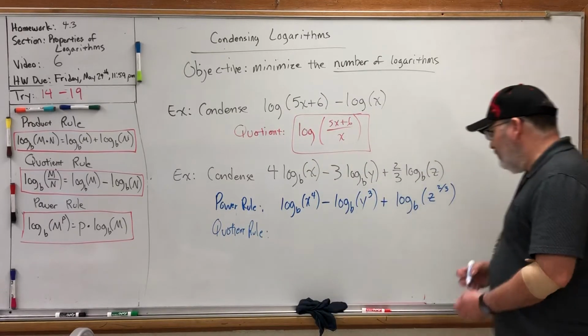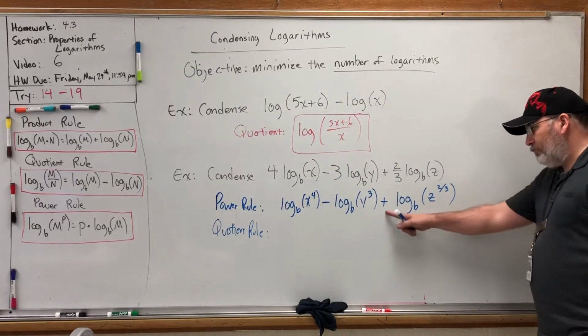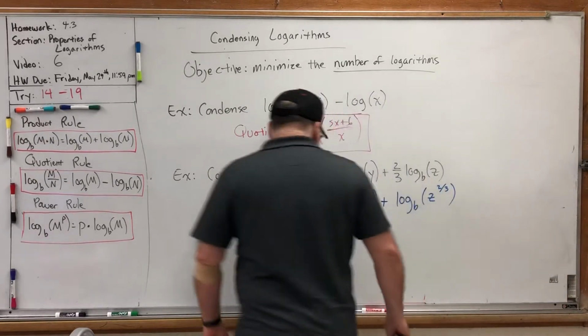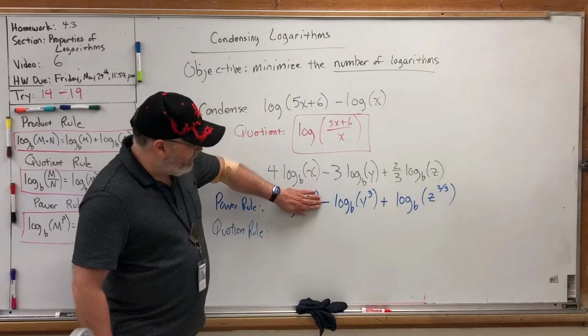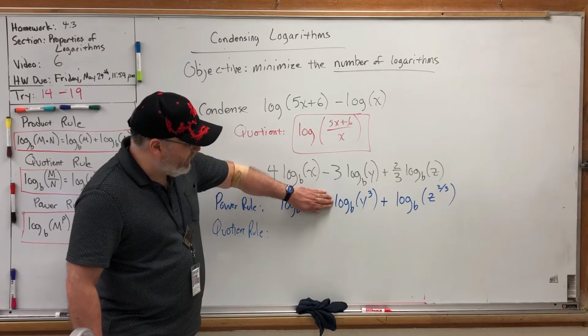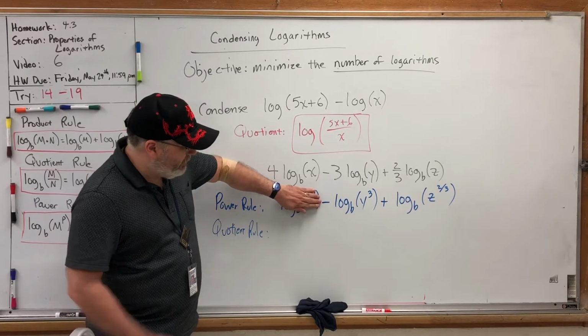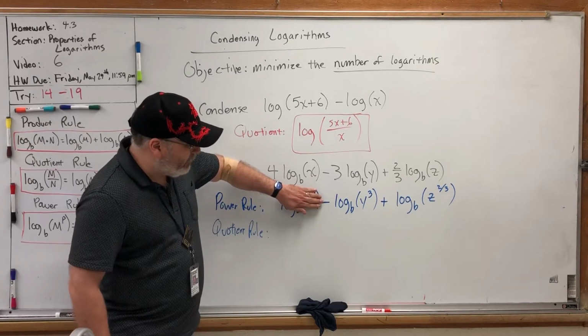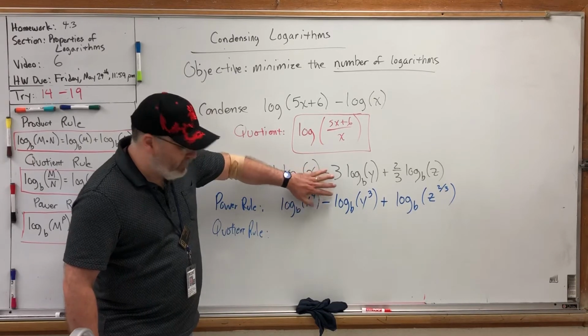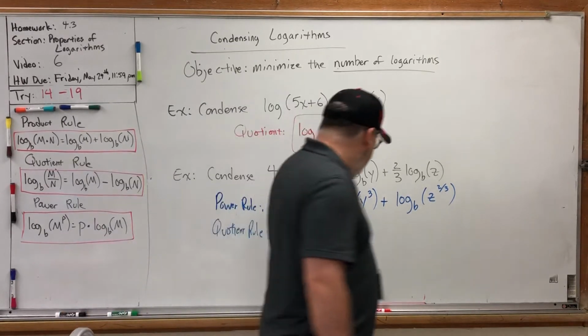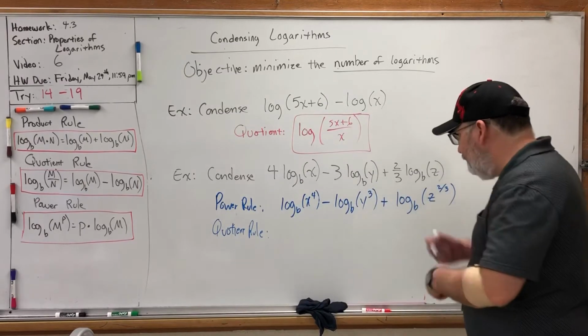In fact, I would have to use the quotient rule because if you try to use the product rule here, that first log is still negative. You can't just ignore that negative because it belongs to that log. That setup is not a setup for the product rule because the product rule makes no mention of having a minus in front of you. So we really should do this quotient rule first.